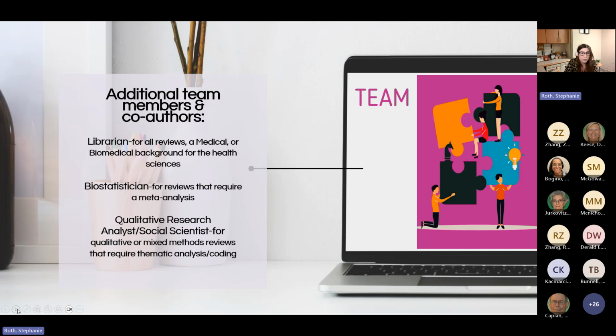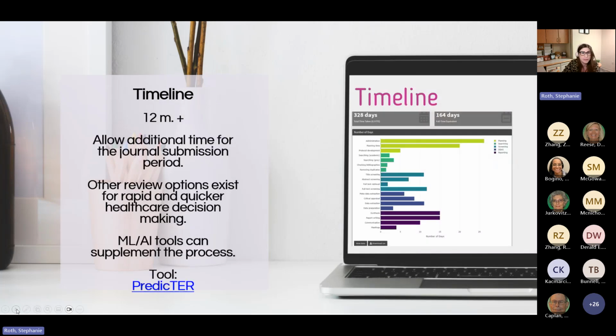And then you can involve a qualitative researcher, analyst, or social scientist if you're including qualitative research or mixed methods research in your review. Those would require more of a thematic analysis and coding. So this is a different specialty, so you should involve someone with that, or at least an interest in learning those things. And then the timeline for review is long.